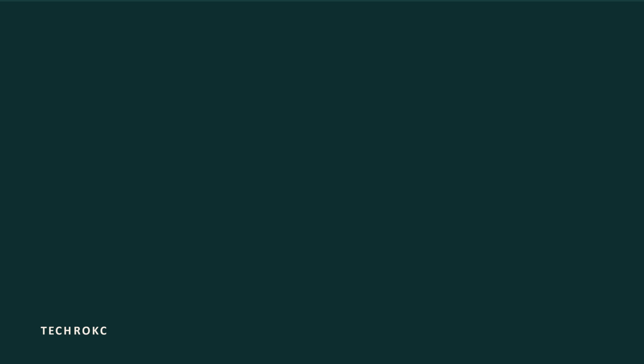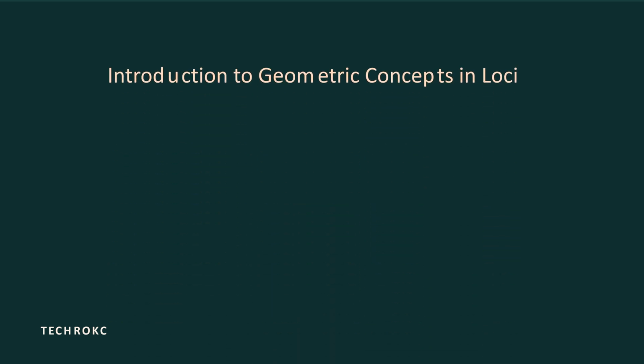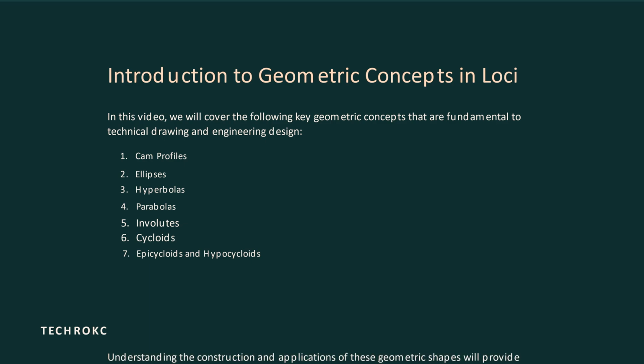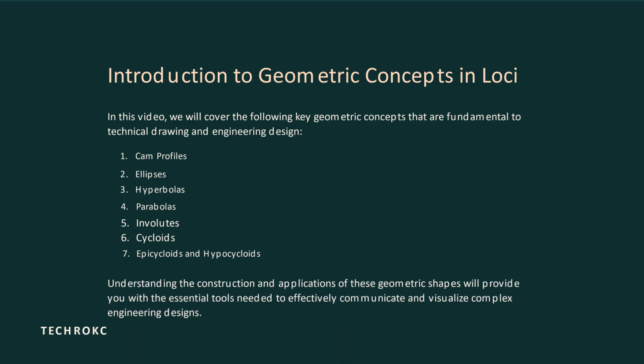So in this video, we'll be starting with the introduction to geometric concepts in loci. We'll talk about the key geometric concepts that are fundamental in engineering designs, which are: 1. Cam profiles, 2. Ellipses, 3. Hyperbolas, 4. Parabolas, 5. Involutes, 6. Cycloids, 7. Epicycloids and Hypocycloids. Understanding these constructions and applications of these geometric shapes will provide you with the essential tools needed to effectively communicate and visualize complex engineering designs.